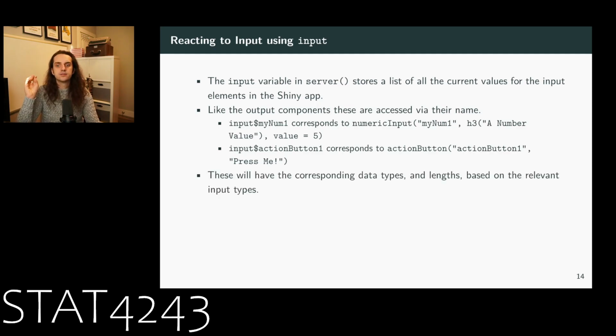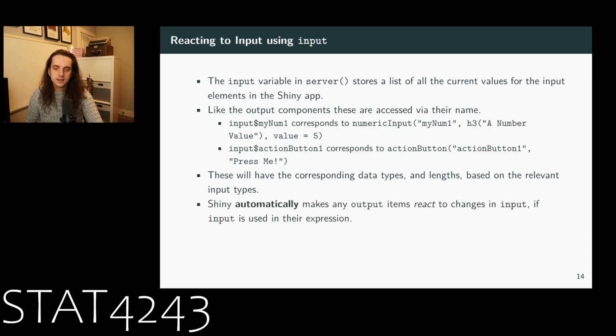And they're going to have data types and different lengths based on what you would expect, right? So the numeric is going to have a numeric data type. The action button is actually going to have a logical type as to whether it's been pressed or not, and these types of things, right? But they're all going to have expected data types. And then any time that the values change, any of the code that relied on that input value is going to be rerun again, right?